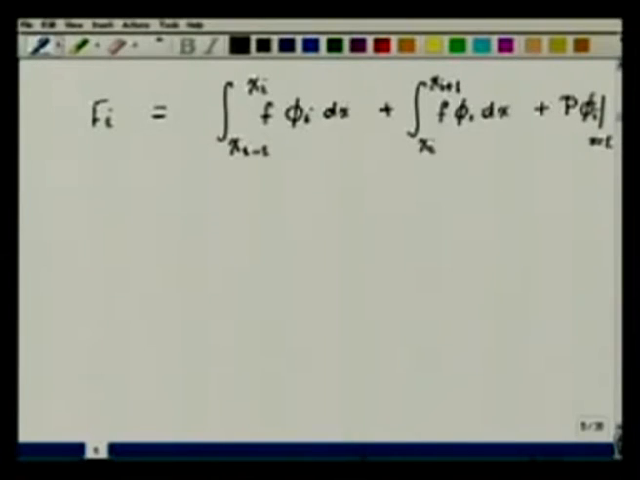Let us ignore this part for the time being. That is, for the time being, let us forget this thing. We will see why. I mean, you should be able to know the reason why.